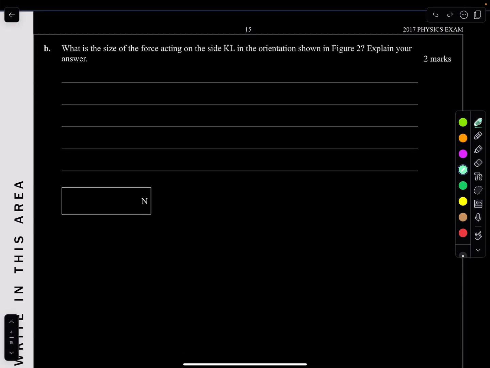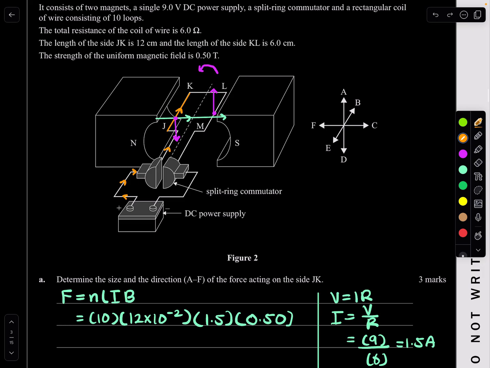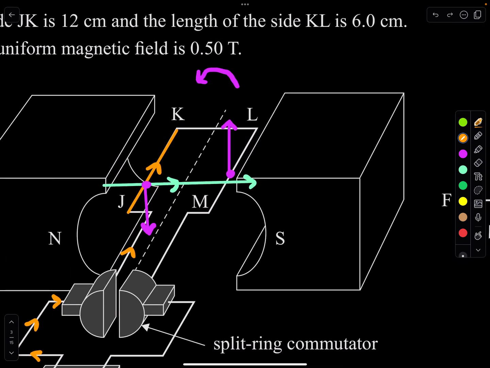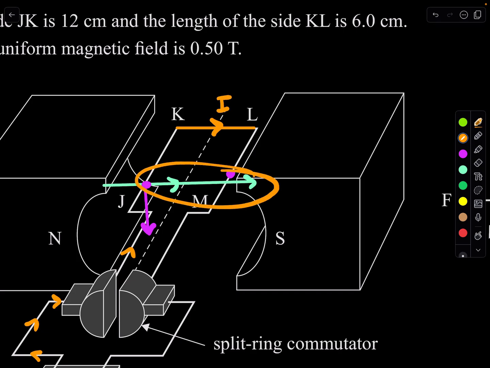B. What is the size of the force acting on the side KL in the orientation shown in figure 2? Explain your answer. Let's have a look. KL, let me just rub this part out so I can have a look at this. So KL is this one over here. And of course the current's going to go this way. The problem with KL is that it won't even have a force, because the current direction runs parallel to the magnetic field.